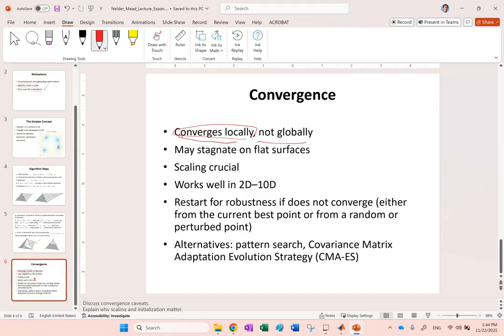It's a single particle optimization. It's not a population method. So it only has one simplex rolling down the surface. Therefore, it will be susceptible to being trapped in local minima. And if you have flat surfaces, this method may stagnate and not move. Okay, so there are a bunch of things that we said, and as I said, it's really good for 2 to 10D. Okay, so once the number of variables is more than 10, this is not going to be ideal.